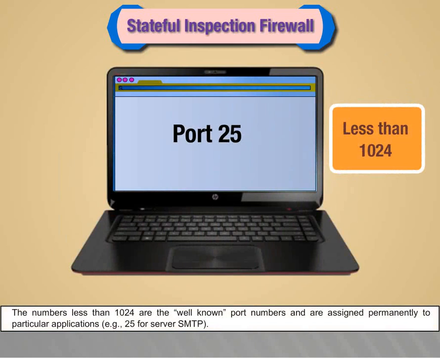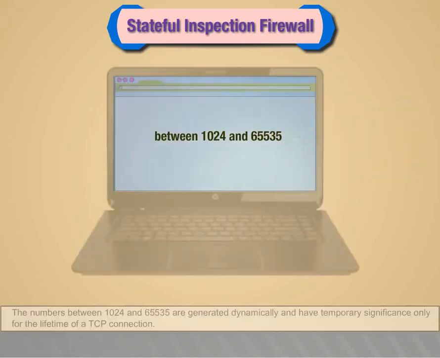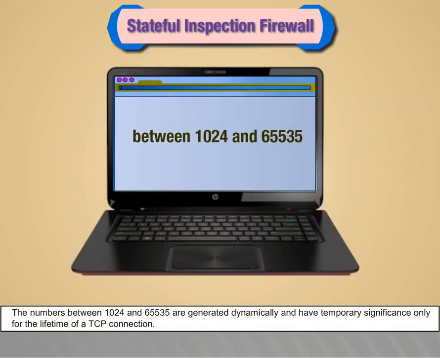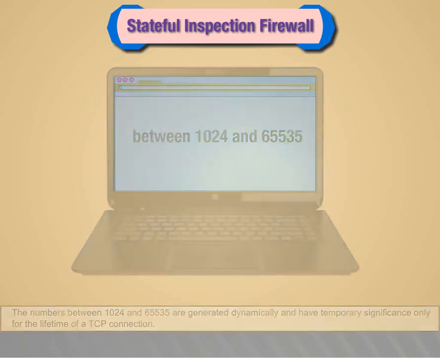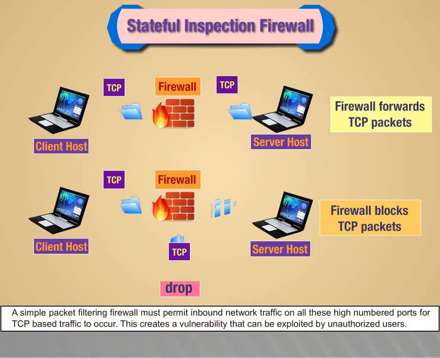The numbers less than 1024 are the well-known port numbers and are assigned permanently to particular applications, for example 25 for server SMTP. The numbers between 1024 and 65,535 are generated dynamically and have temporary significance only for the lifetime of a TCP connection. A simple packet filtering firewall must permit inbound network traffic on all these high-numbered ports for TCP-based traffic to occur. This creates a vulnerability that can be exploited by unauthorized users.